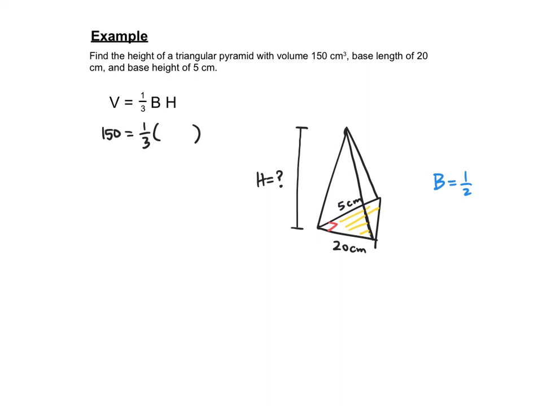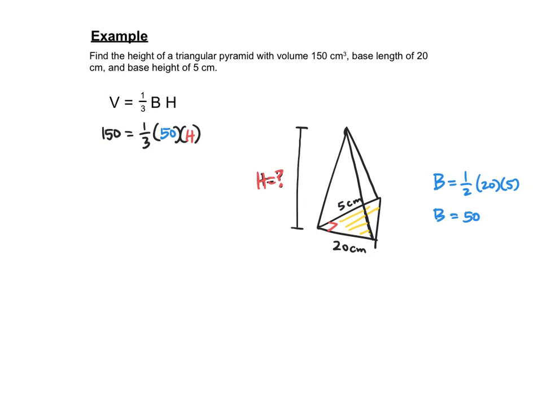I'm going to calculate the area of the base, which is the yellow space here, which would be 1/2, since it's a triangle, base times height, which would be 20 times 5. So 1/2 of 20 times 5 ends up being 50. So the area of the base is 50. And the height, I'm going to actually write in red here, is unknown.